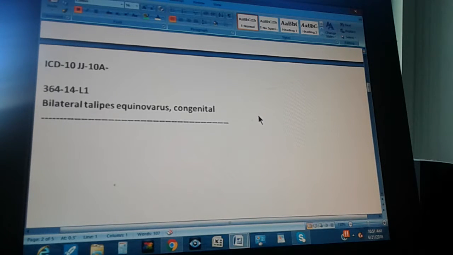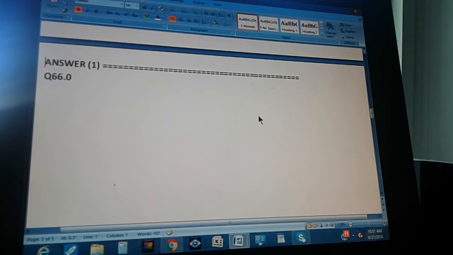Now, talipes equinovarus is a defect of the feet, and it's congenital. It means that the person had it when the person was born, right? So bilateral talipes equinovarus congenital, that's our diagnosis. Now we're going to count to 3 so you can give us the ICD-10 code for this diagnosis. 1, 2, 3. Okay, the answer is Q66.0.